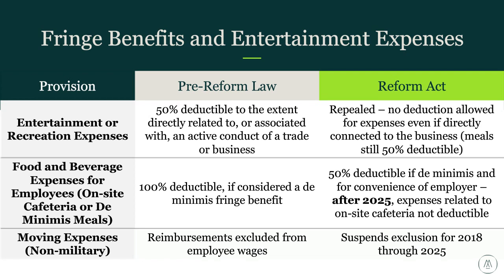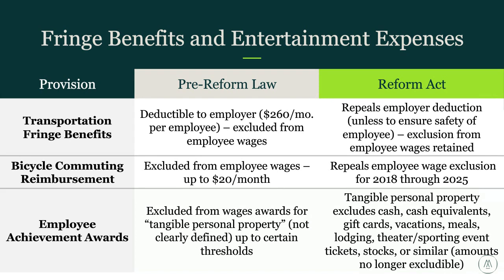More changes in this space. The deduction for transportation benefits is repealed, though the exclusion from employee wages was retained. However, the wage exclusion for bicycle commuting is suspended through 2025. And the bill prohibits the exclusion from wages of achievement awards given to employees in the form of cash, gift cards, sporting event tickets, and other similar items. This change was really just a clarification of what was considered tangible personal property under the existing rules.